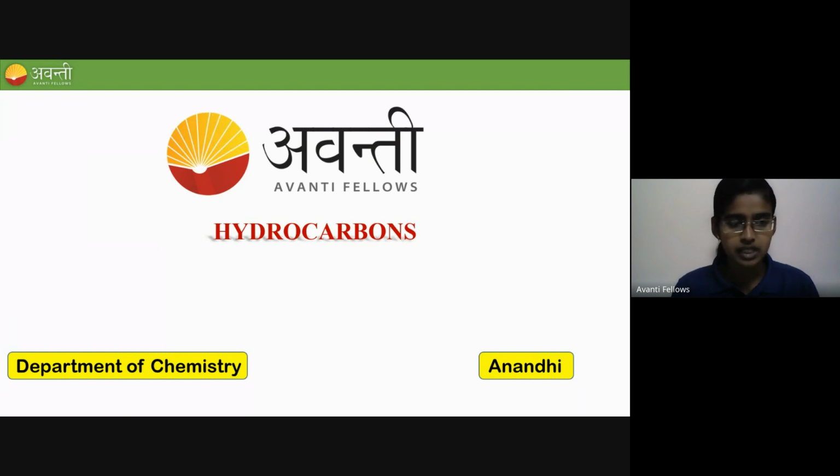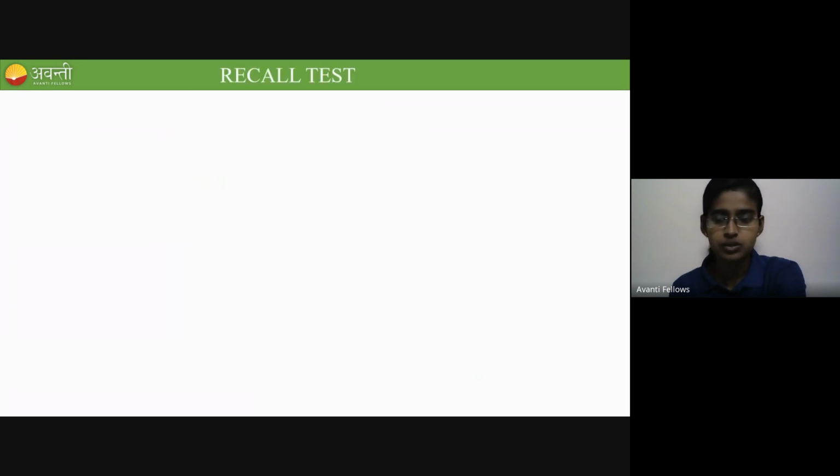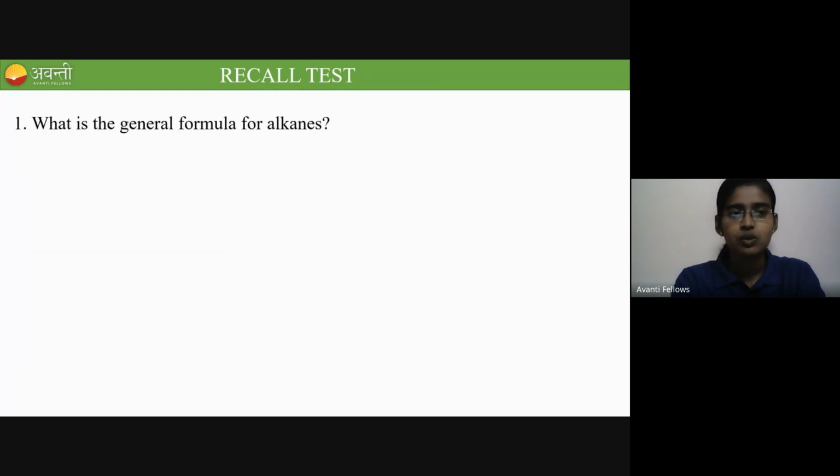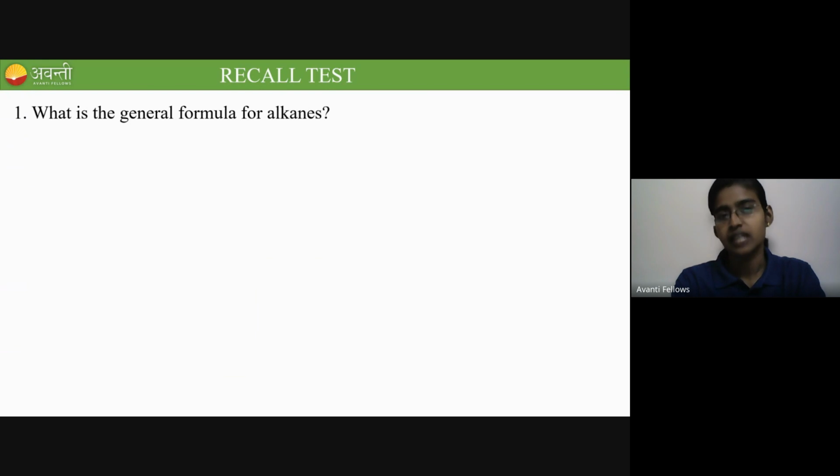Before starting today's session, I would like to ask you some questions, just as a recall test. All of you can try and put the answer in the chat box. Two very easy questions, just for recalling purposes, so you don't have to be scared of it. What is the general formula for alkanes? Can anyone answer this?